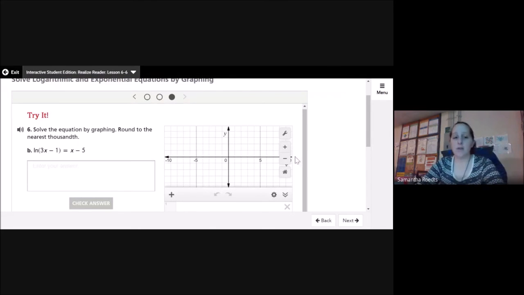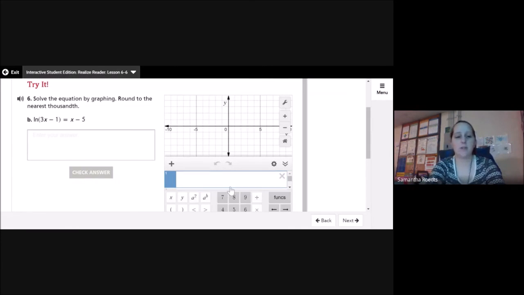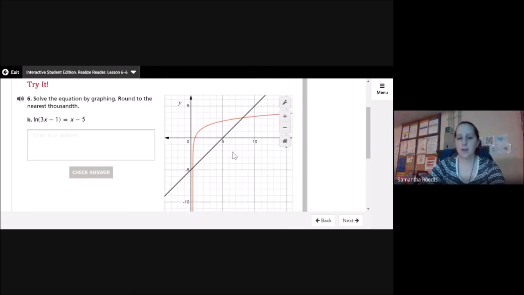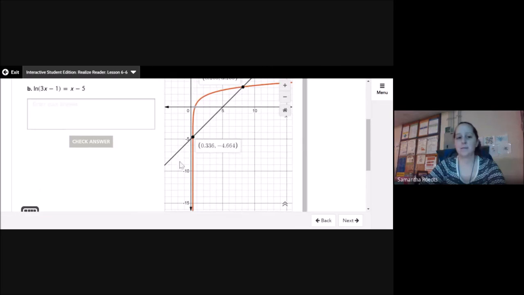All right, so let's try it. Solve the equations by graphing, round to the nearest thousandth. So I have ln of 3x minus 1 equals x minus 5. So again, I can just substitute them in. y equals ln of 3x minus 1 and y equals x minus 5. Here's my two equations. There are 2 points of intersection. So I have one down here at 0.336, negative 4.664, and 8.156, 3.156. Okay.